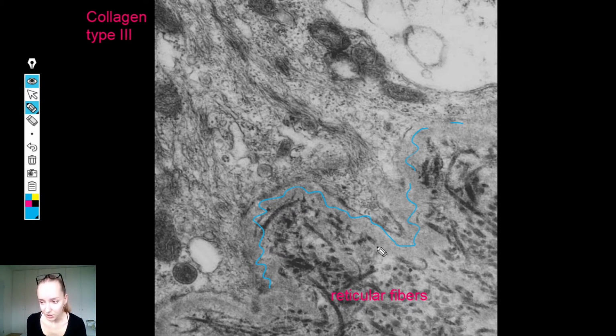But fibers are really these whole structures right here. These are the fibers, and these electron dense circles right here, these are the fibrils, reticular fibrils. Yeah, so fibrils right here. These fibrils together create the bigger structures called fibers, reticular fibers.